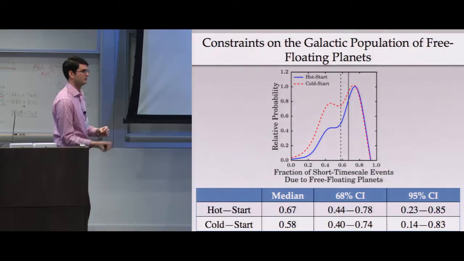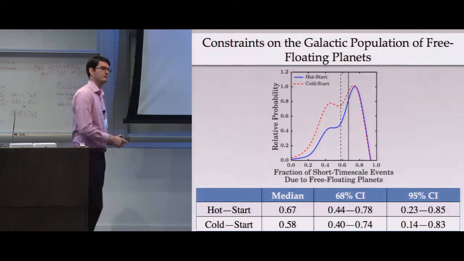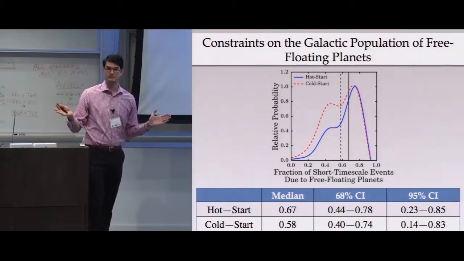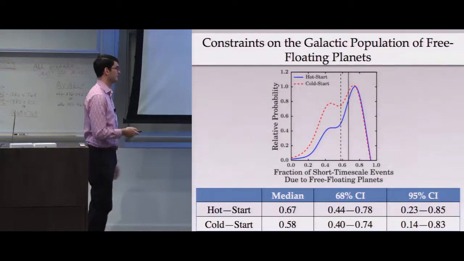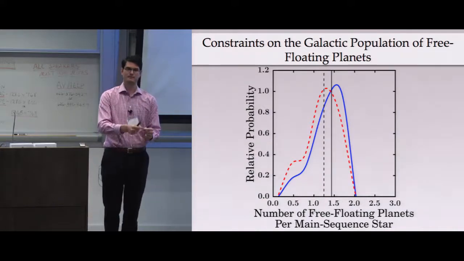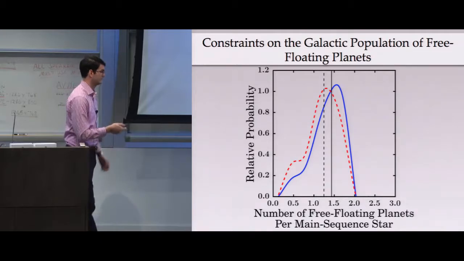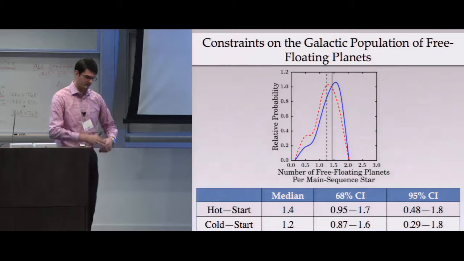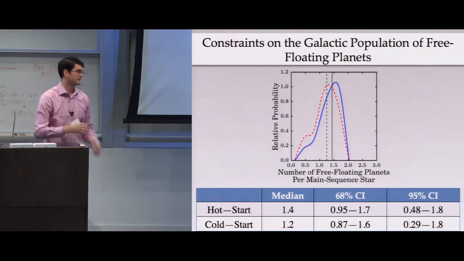And in order to turn that into a number of free-floating planets, say per main sequence star, you have to know something about the mass function of those free-floating planets, for which we really have no information. But what you can do is then, again, assume something about the mass function. So if I assume that the mass function is a delta function at some value, say 1 or 2 Jupiter masses, then you can get a number of free-floating planets per main sequence star. And that's what this is showing here. And this is sort of pushing the limits of what's allowed by these different surveys.